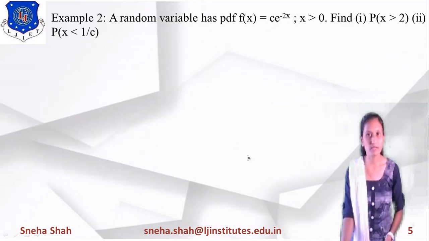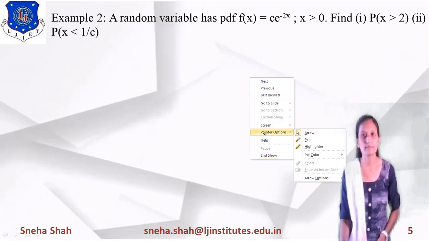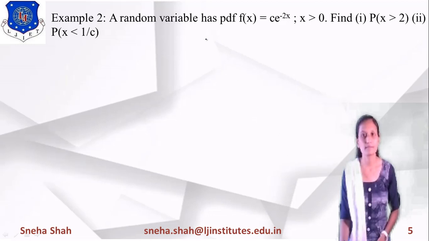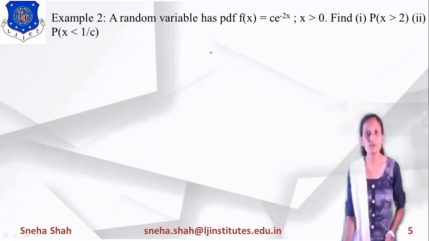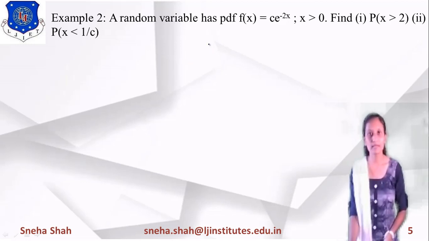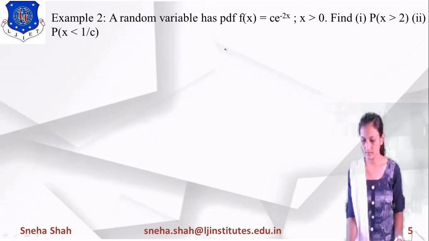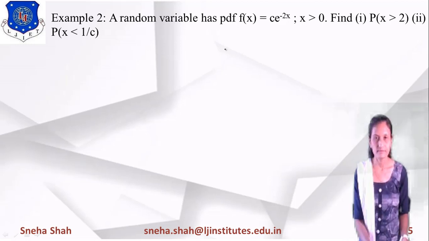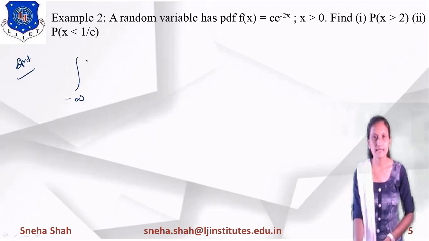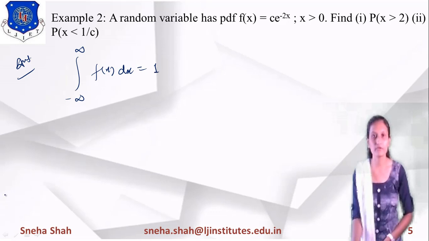How will we find the value of c? As you know the properties of PDF, what is the property of PDF? If we integrate the probability density function over the entire range, then its value equals 1. So we will use this property to solve this example. We will integrate f of x over the entire range from minus infinity to infinity. So the integral of f of x dx should equal 1. What is the value of f of x? Its value is c into e raised to minus 2x.